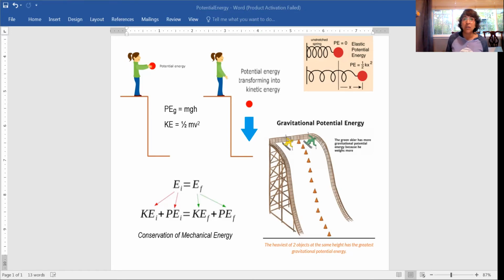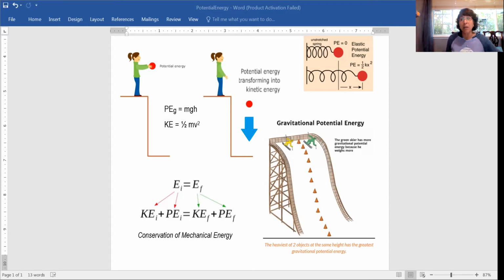All right, now in this picture here, you see this girl holding onto a ball at a certain height from the floor. So this height would be our h. So this ball at this height has potential energy. Notice the subscript G is for gravitational. So this is gravitational potential energy, which is mgh. Once it starts moving, it's not potential energy anymore, it's kinetic energy. And the kinetic energy, as you learned, is 1/2 times the mass times the velocity squared. So you can see when she lets go of the ball, that potential energy was transformed into kinetic energy.